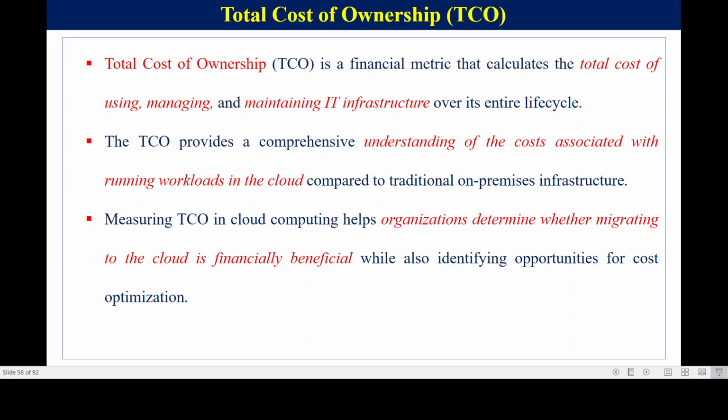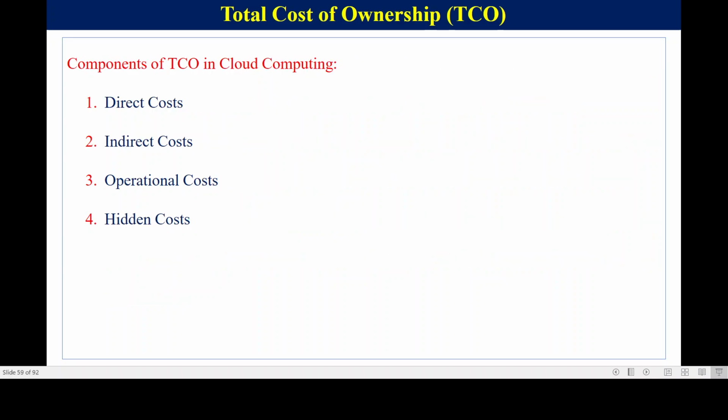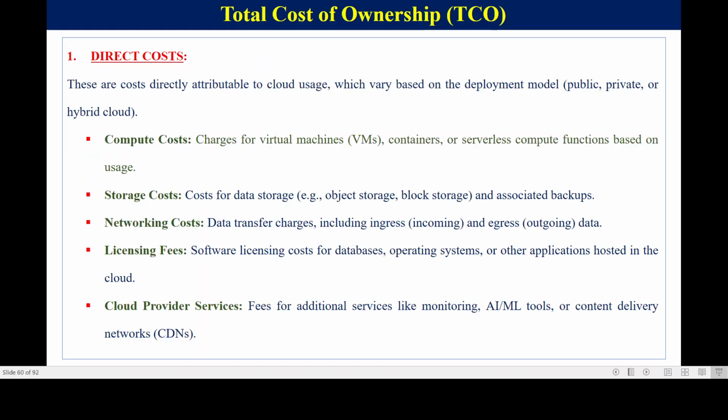And here we have the components of total cost of ownership. To calculate TCO, organizations divide cost into four categories. They are direct cost, indirect cost, operational cost, and hidden cost. Let's understand each one. The first category is direct cost. These are expenses that organizations pay directly to the cloud provider. The more cloud resources you use, the higher this cost becomes. Let's look at the different types of direct cost.